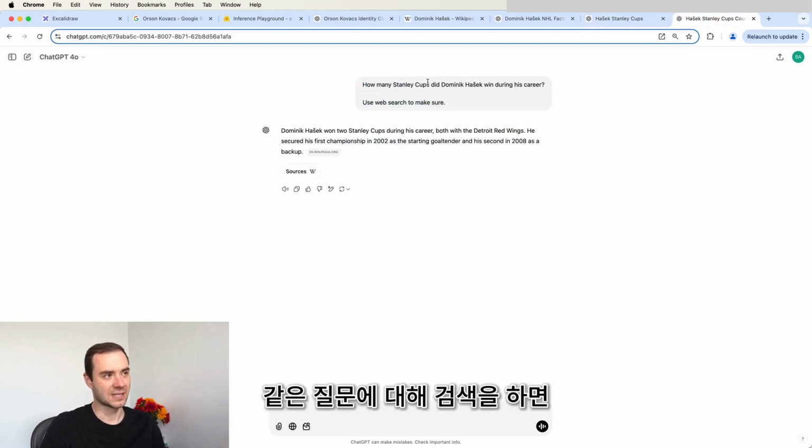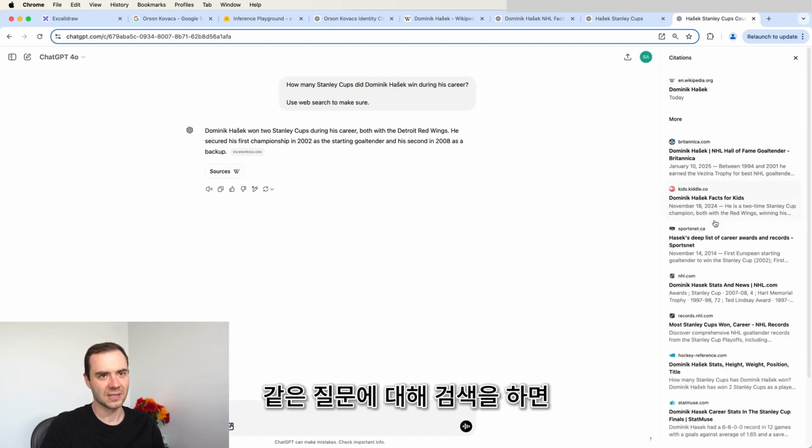For the same query, it goes off and searches, and finds a bunch of sources. All of this stuff gets copy-pasted in there, and then it tells us the answer and again cites the sources. It actually says the Wikipedia article is the source of this information for us as well. So that's tools, web search.